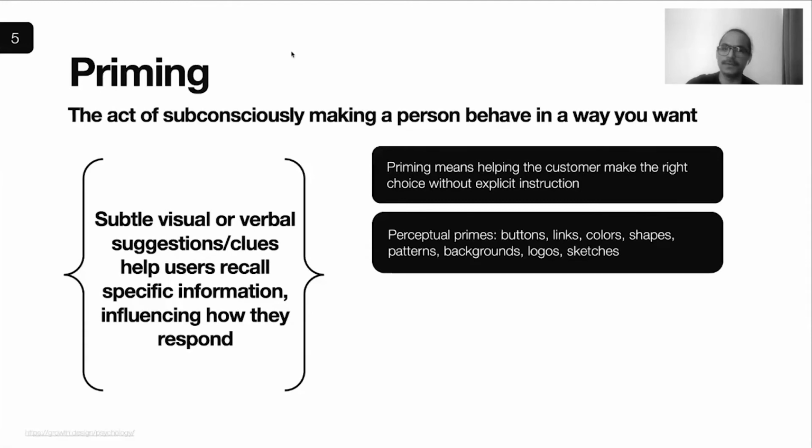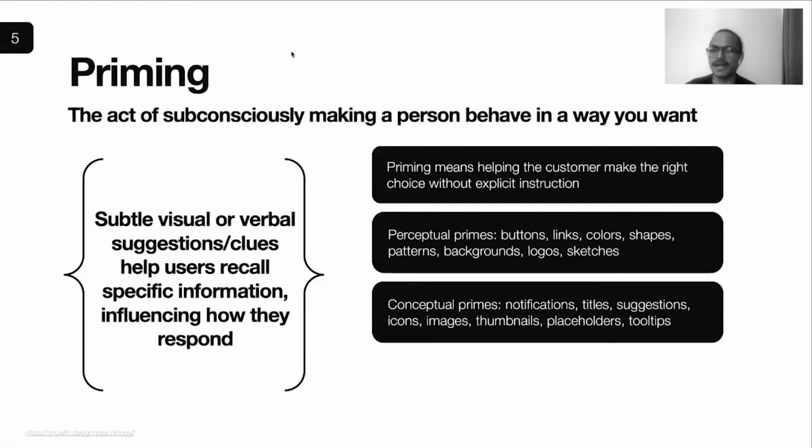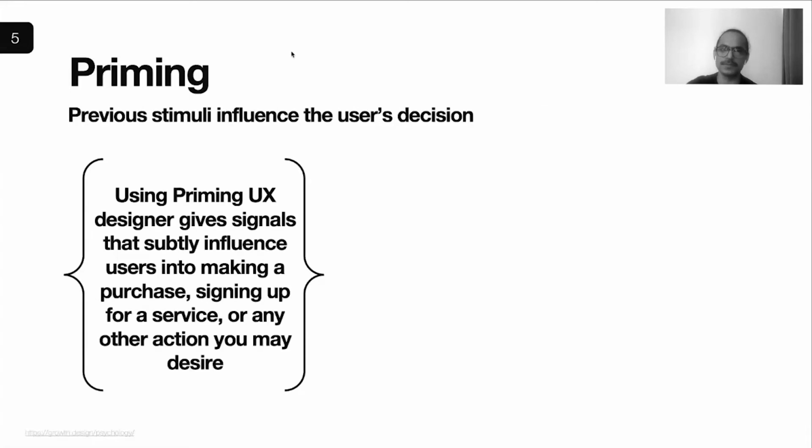There are different things like colors, even the copy, the notifications, and buttons that say things like "buy now to get 20% off," and notifications like "last 10 days left to buy this product" or "10 items in stock." These are all examples of priming. So basically you're subconsciously nudging the user to buy the product. Using priming, designers give signals that subtly influence users into making a purchase, signing up for a service, or any other action that you desire.